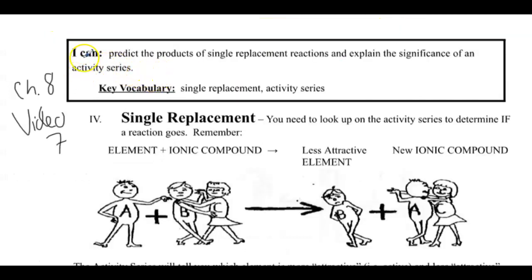So let's look at the I can statement. I can predict the products of the single replacement reactions and explain the significance of an activity series.